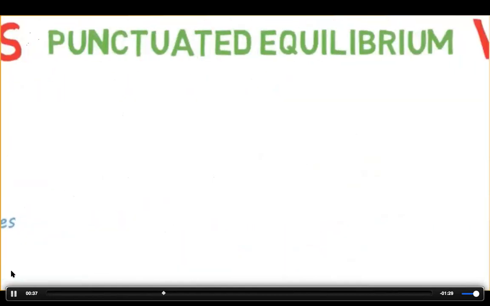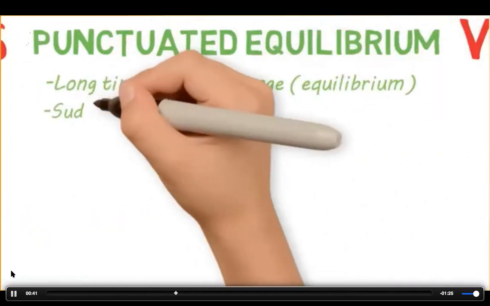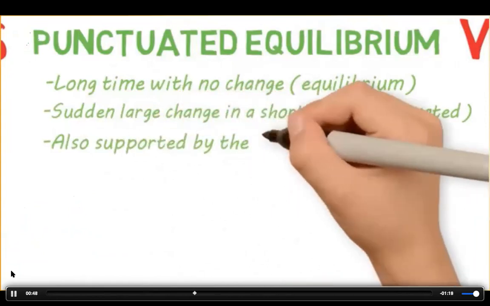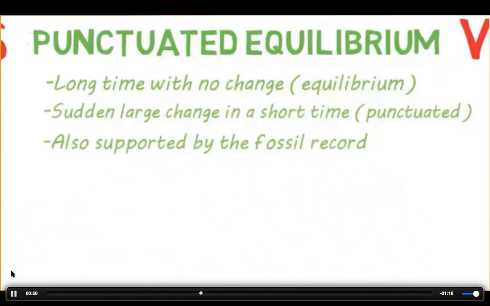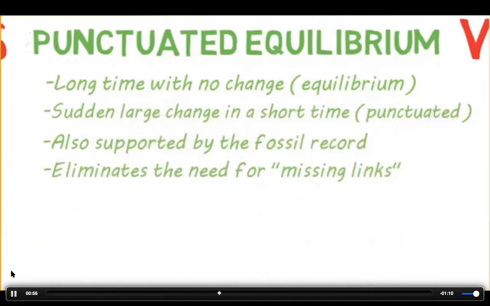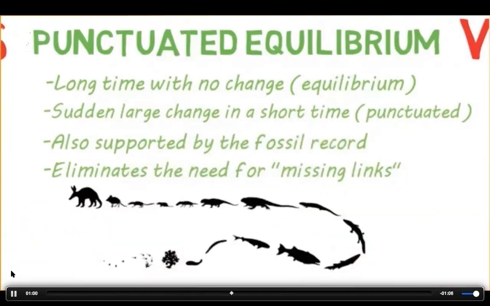With punctuated equilibrium, you have a long time with no change, that's the equilibrium, and then a sudden large change in a short amount of time, which is the punctuated portion. Ironically, this is also supported by the fossil record with the gaps that occur between fossils, and so it eliminates the need for those gaps to be filled by missing links. Right? It just says there is no missing link in there. It's just a time with no change, and then there was sudden large change later.